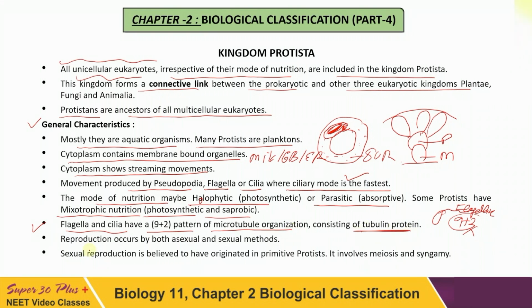Right? Reproduction occurs both by asexual and sexual methods. The popular method is asexual, because this is a unicellular one. The popular division is by binary fission, as in prokaryotes also. But sexual reproduction, for the first time it has been noticed. Sexual reproduction is believed to have originated in the most primitive protists. It involves meiosis and syngamy definitely. You can remember, when this is true sexual reproduction, the gametes will be formed, the gametes will fuse to give the zygote, and the zygote will divide by meiosis. In that way, all the three steps are there in this.